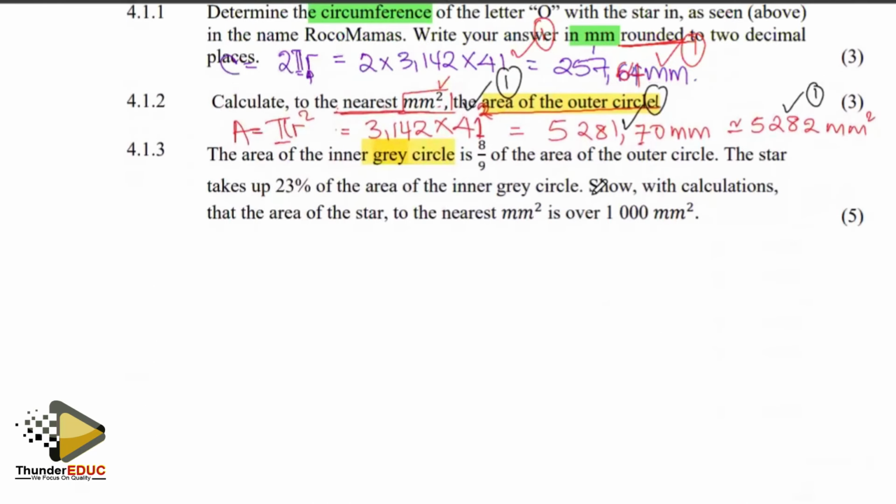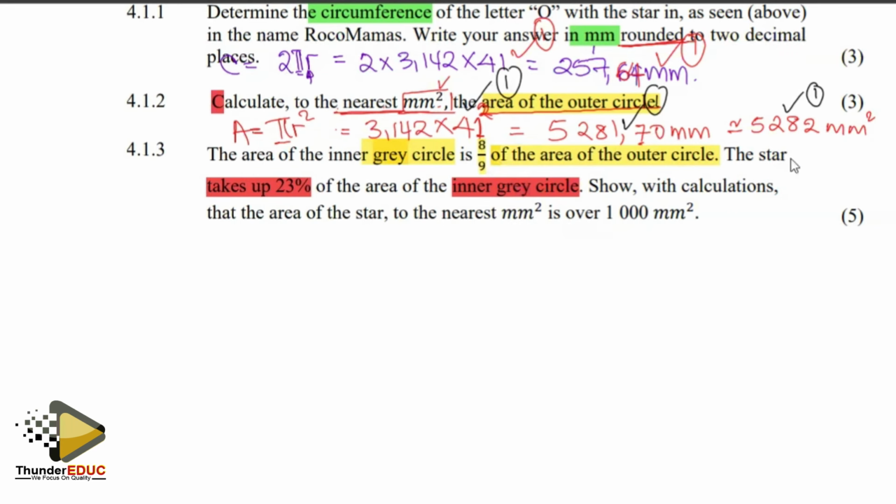All right. That area takes a space of 8 out of 9 of the area of the outer circle. So we've got the gray area, which is the yellow one, that takes this much. Take note of that. How much space does it take? It takes 8 out of 9. Then the star takes up to 23% of the area of the inner gray circle. Remember, the inner gray circle is the one that I've just shown you, the yellow one. Show with calculations that the area of the star to the nearest millimeter is over 1,000.